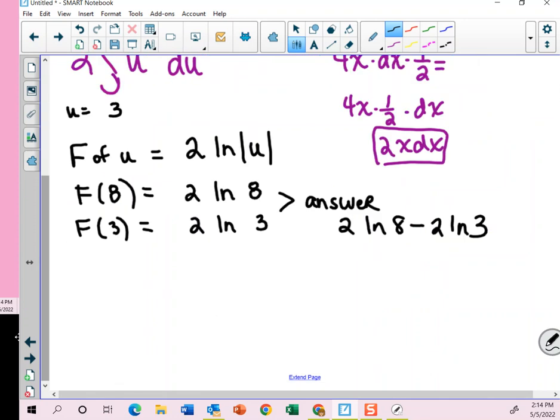If you want to just leave it like that and don't bother throwing it in a calculator, I'm totally fine with that. I actually love that answer. It's a nice exact answer. There's a lot of different things you can do with this though. The easiest one being pop the pieces in your calculator and we'll get something like 1.962-ish for the answer. 2 natural log of 8 minus 2 natural log of 3.